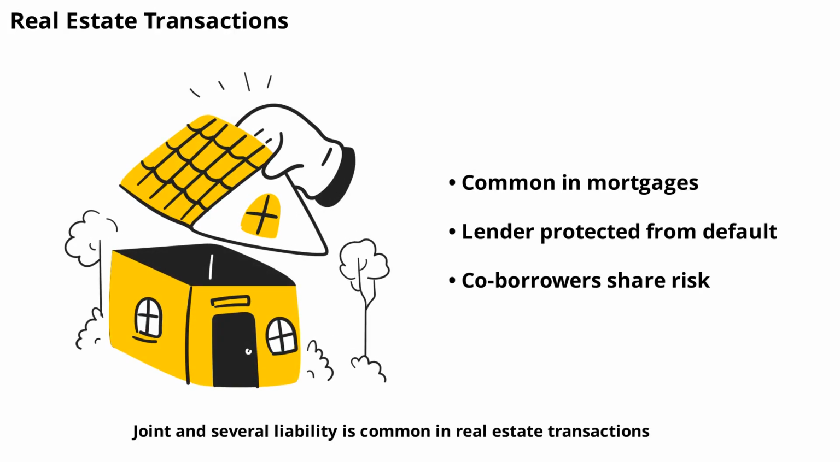Joint and several liability is common in real estate transactions, such as when multiple buyers sign a mortgage. If one buyer defaults, the lender can pursue the others for the full amount. This protects the lender but increases the risk for co-borrowers, making it essential to understand the terms before signing.